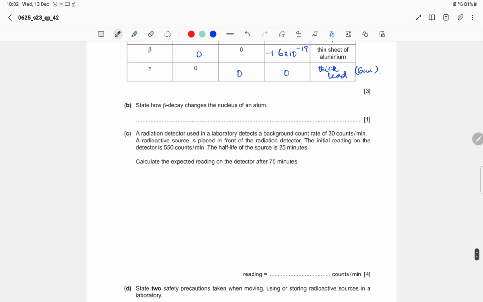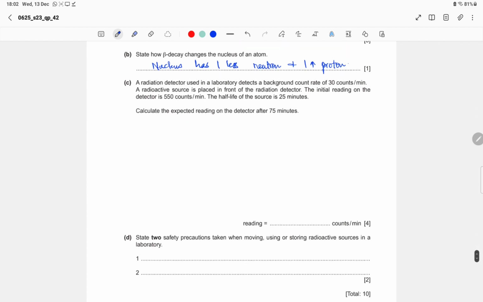State how beta decay changes the nucleus of an atom. So the nucleus has one less neutron and one more proton. This is what you need to write whenever there is a beta decay.